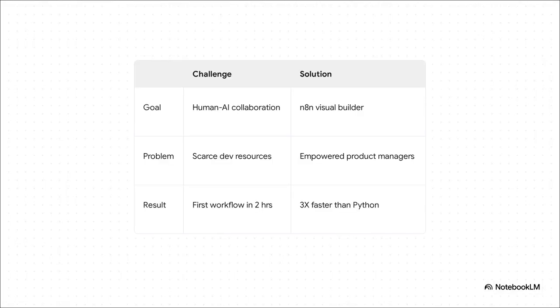Let's look at a real-world company, Sanctify AI. So their problem was they needed these really complex AI workflows that had human oversight, but they didn't have the dev team to build it all from scratch. So what did they do? With n8n, they just let their product managers build it themselves. The result? They had their first workflow up and running in 2 hours, which was 3 times faster than trying to code it in Python.